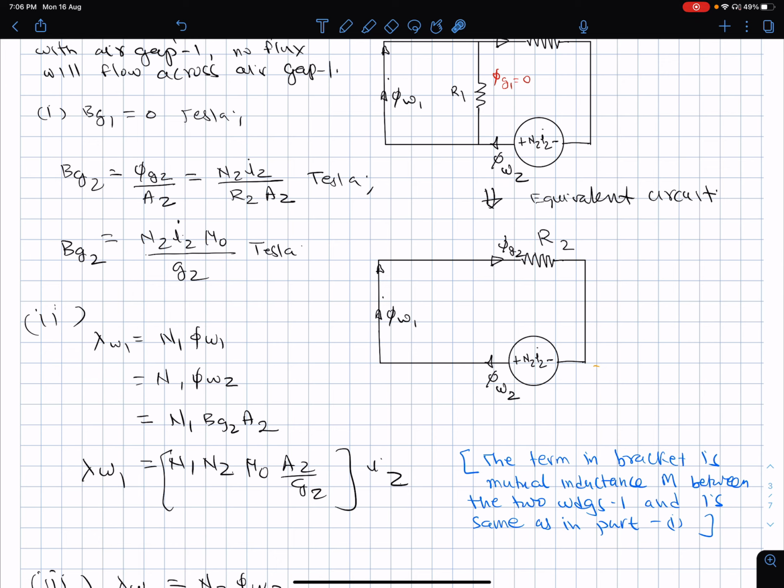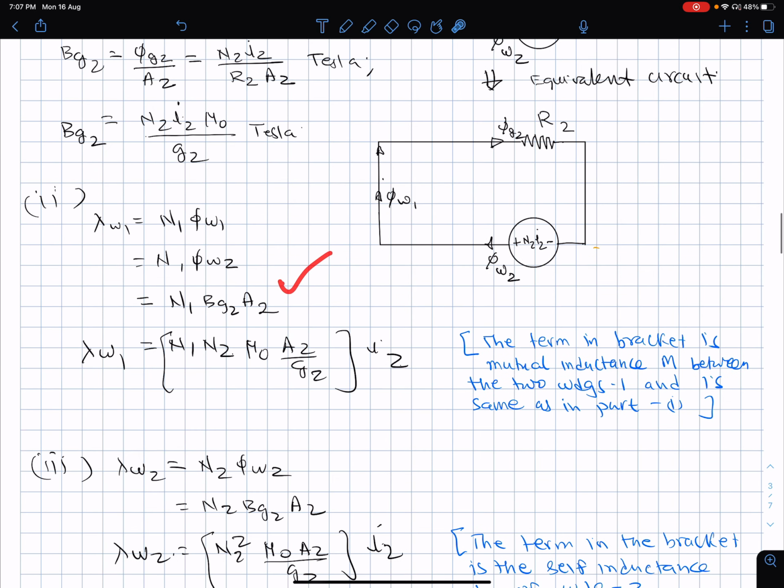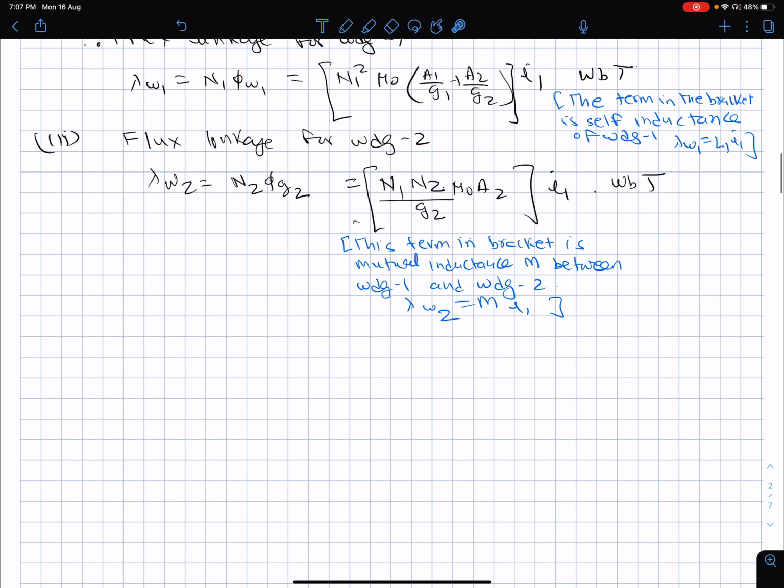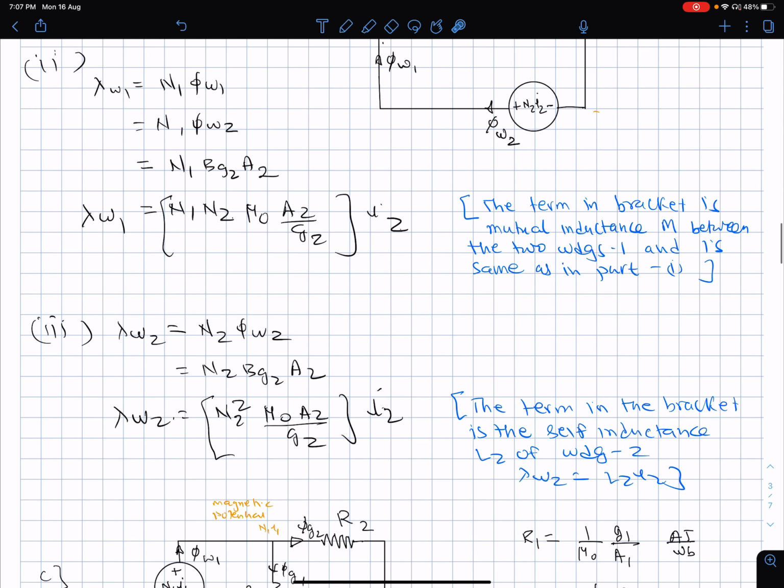Now, flux linking the winding 1. Flux linking winding 1 is this phi W1. This is the flux which is linking it times the number of turns N1. But from this figure, because phi G1 is 0, this phi W2 is equal to phi W1 by KCL. So therefore N1 times phi W2, which is BG2 times A2, if you substitute that BG2, you will get N1 I2 mu 0 times A2 by G2. So now the previous mutual inductance we had got was N1 N2 by G2 mu 0 A2. What is the mutual inductance that you have got now?